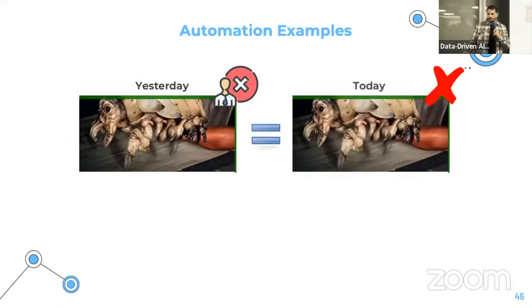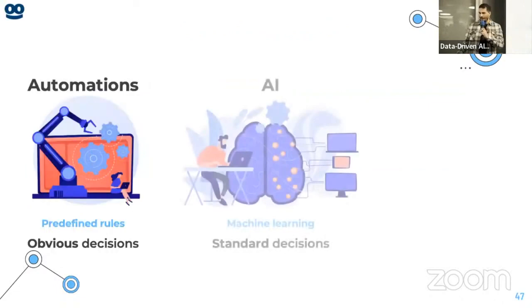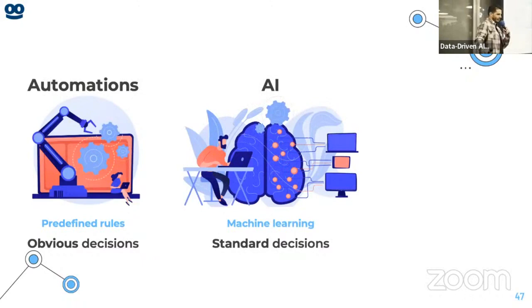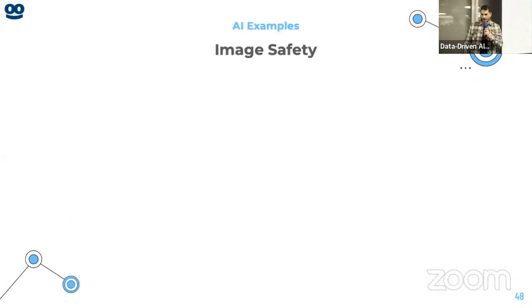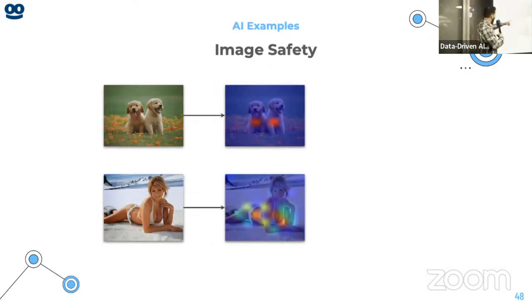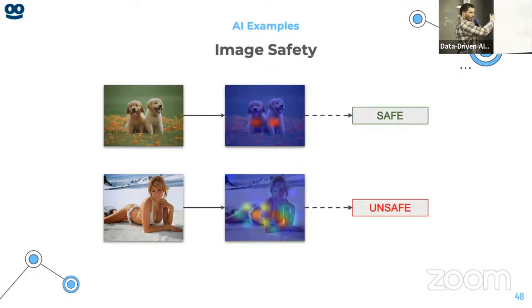The second way we enforce the policy is by AI. It's an AI meetup, and we use AI, machine learning models that are very good for standard decisions. They can be a bit more sophisticated. Let's give a few examples. The first example is image safety. We can show it two different images, one compliant, the other non-compliant. This model can highlight the problematic areas, and the output is: is it safe or unsafe? Each new image that comes along, we check with this image safety model and give an indication to the human reviewer, like a red flag.